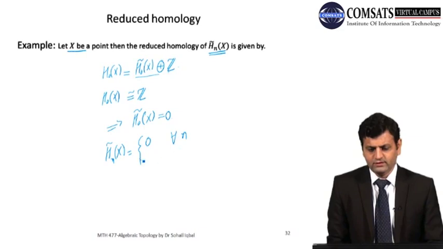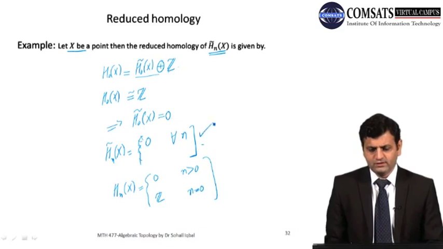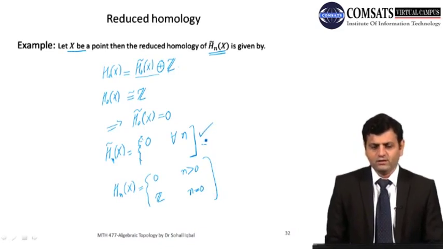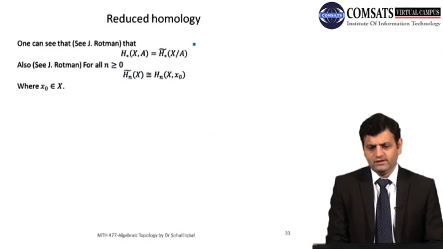So this is 0 for all n for reduced homology, and this is not the case for singular homology, because we calculated that this is equal to 0 when n is greater than 0, and this is equal to Z when n is equal to 0. But this is not the case for the reduced homology. So this is one of the important consequences of the definition of the reduced homology, that when we calculate the reduced homology of a point, then all the homology groups are 0. So these are the relations.